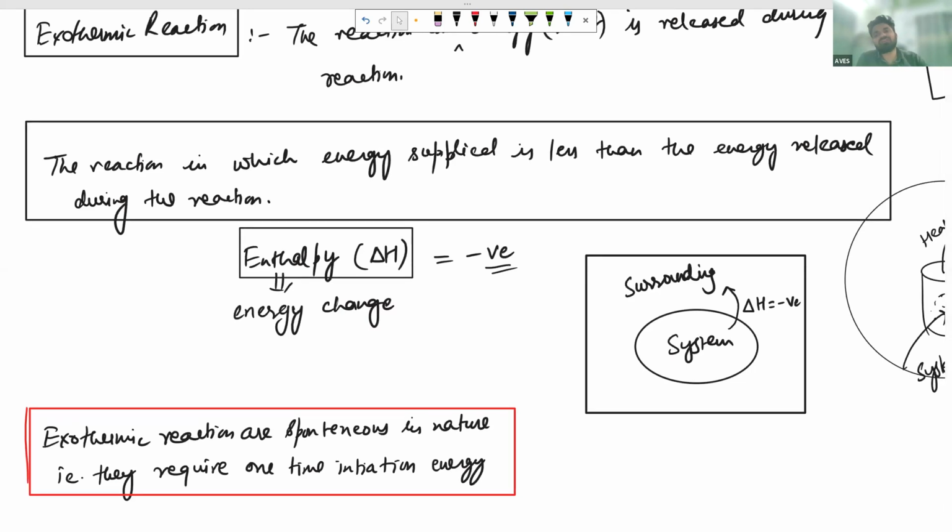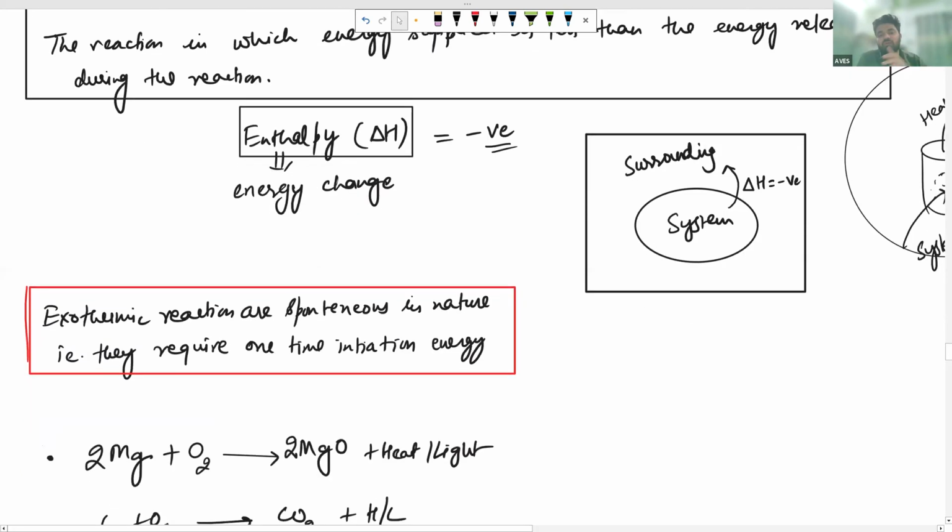And exothermic reactions are called spontaneous reactions and they require initiation energy. One-time initiation energy means, for example, you are burning a matchstick. You just start it with one frictional energy, you give some energy and then it will keep on going. Why will it keep on going? Because it is an exothermic reaction, heat is evolved and all the exothermic reactions keep on going.